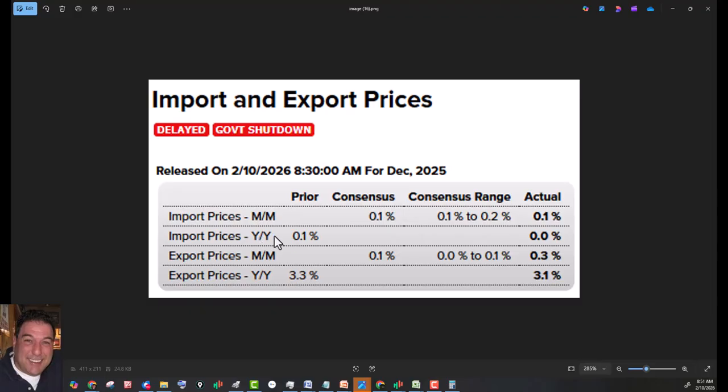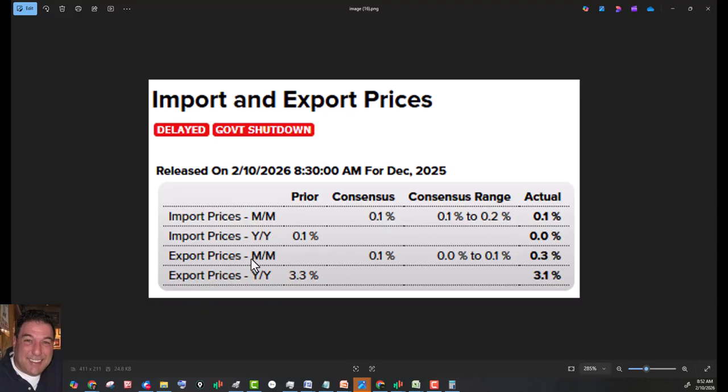Okay, import prices year over year. Prior was 0.01. Consensus, again, this is delayed data, so we may have some missing figures in here. Maybe someone's on vacation and somebody didn't get it done. That's a possibility. So the actual is 0. Okay, export prices month over month. Consensus was 0.01. We got 0.00 to 0.01, and export prices increased.